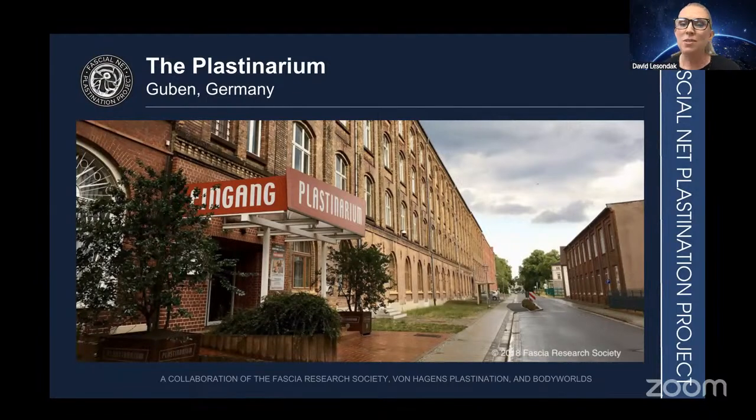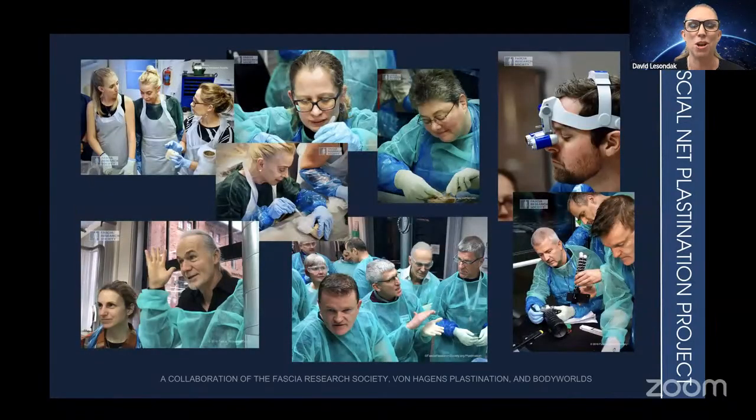The journey, though, is part of the story. So this is actually where the laboratories are located in Guben, Germany, at a building called the Plastinarium. It's both a Body Worlds exhibit as well as the laboratories where plastination happens for all of the Von Hagen's plastination specimens, as well as all of the Body Worlds exhibit specimens. And it became our second home through the course of the years that followed as we started this project.